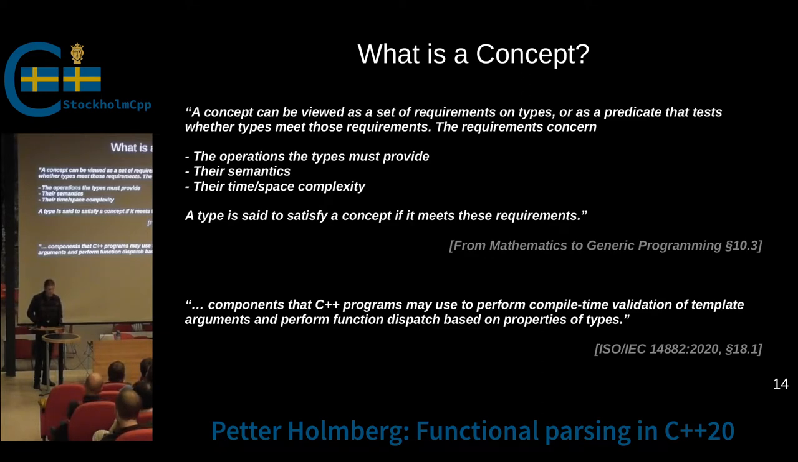And also the C++20 standard comes with a bunch of library concepts defined that we can use for basic things. In the standard, they're just described as components that C++ programs may use to perform compile-time validation of template arguments and perform function dispatch based on properties of types. So that doesn't explain anything about concepts. It just tells you what you can use them for. With C++20, we got this as a core language feature. Instead of just describing it in documentation, we can actually do type checking at compile time.